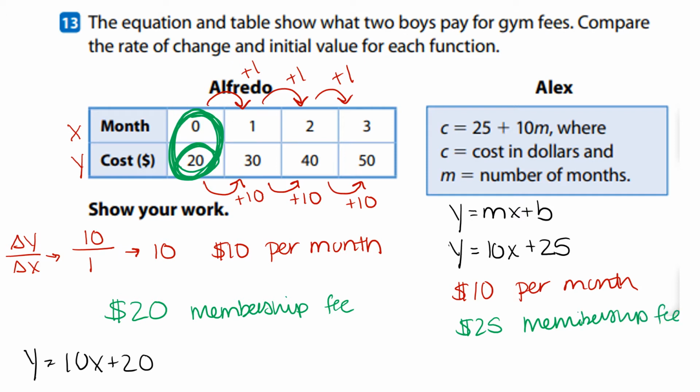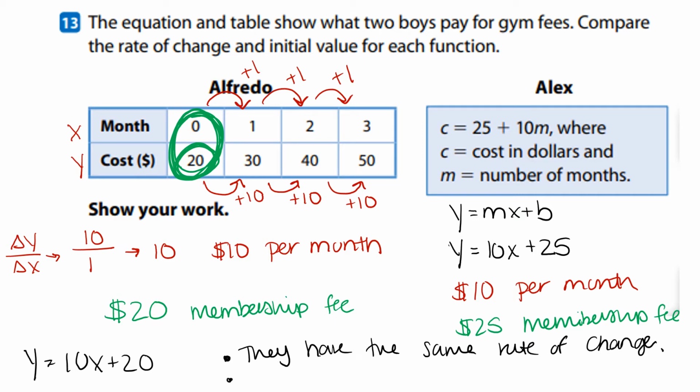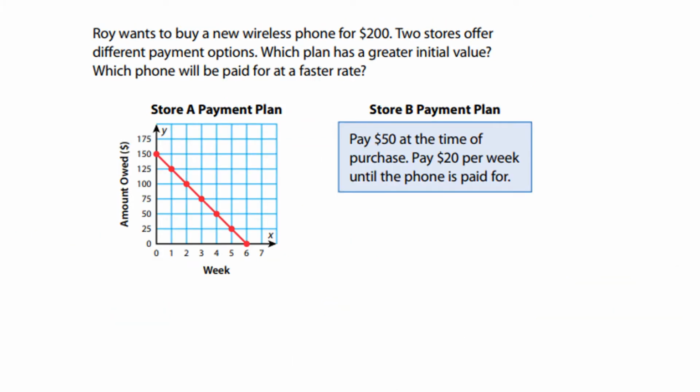So when we are comparing the two, they have the same rate of change. They both have a rate of change of $10 per month, but Alex has a greater initial value. Alex pays $25 up front. Alfredo only pays $20 up front. Alex's is greater.